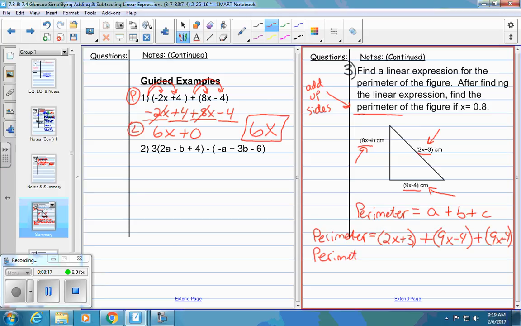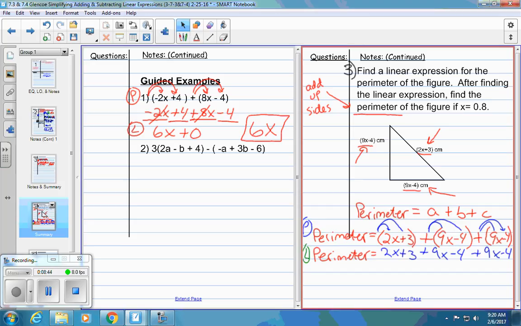So we're still finding the perimeter, and the perimeter equals, well, step 1 is to use the distributive property here. So we're distributing the invisible 1 there. We get 2x plus 3. We're distributing the invisible 1 there, and we get 9x minus 4. And we're distributing that invisible 1, and we get another 9x minus 4. Okay. Second step is to combine our like terms.